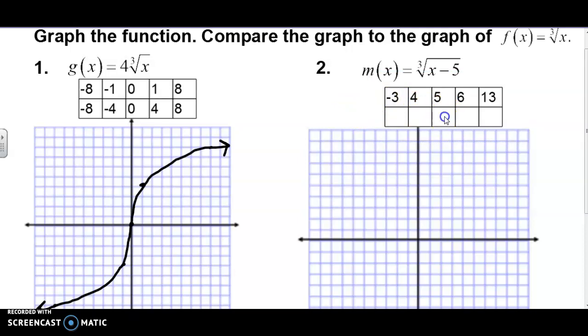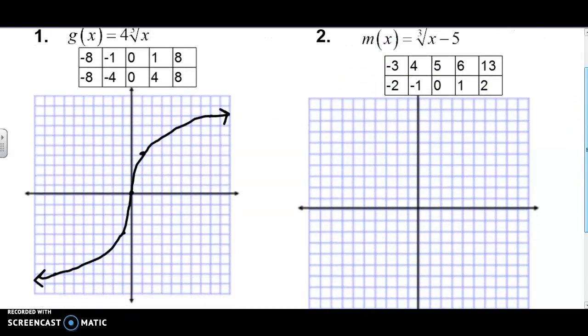Alright, so if I made 5, I'd have 0. 6 would give me the cube root of 1, which is 1. 13 would give me the cube root of 8, which is 2. 4 would give me -1. And -3 would give me -8, which is -2. So now we'll go ahead and graph these points.